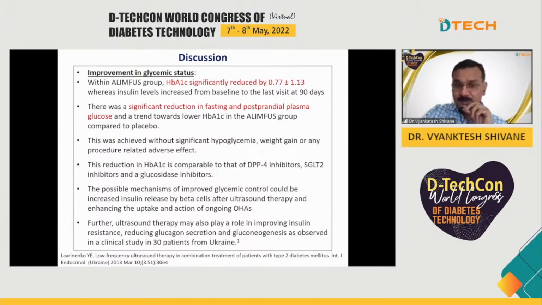So with the ALIMFUS group, HbA1c was significantly reduced by 0.77%. However, insulin levels were increased from baseline.